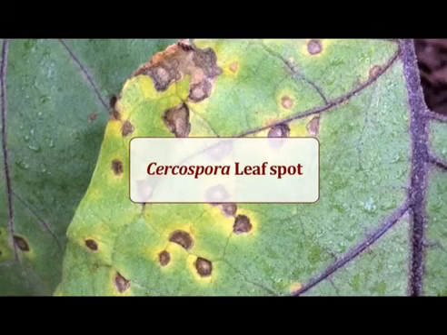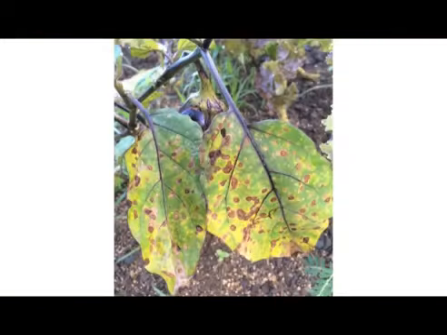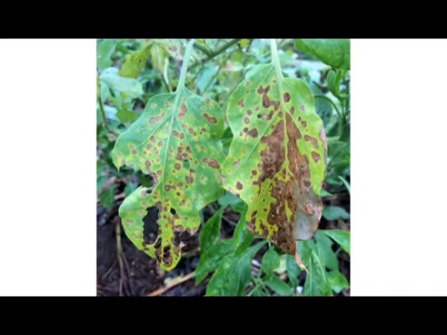First one is the Cercospora leaf spot. This disease can be characterized by isochlorotic lesions, angular to irregular in shape, later turning grayish brown with profuse sporulation at the center of the spot.